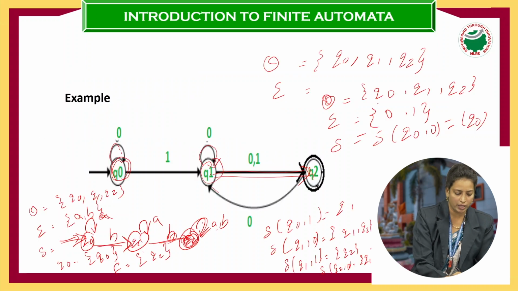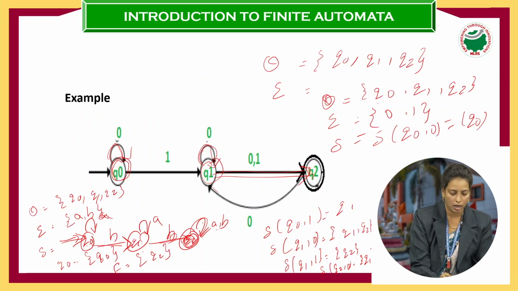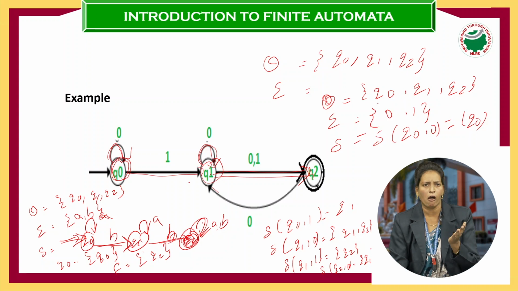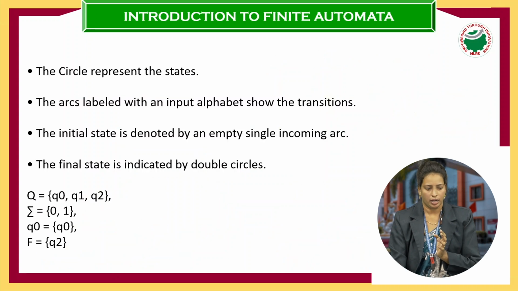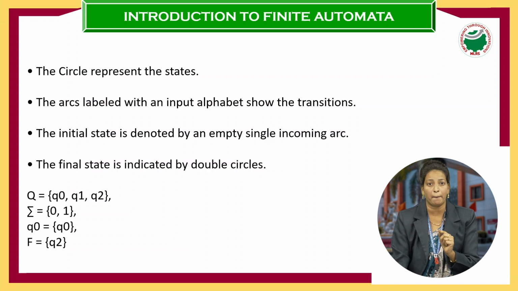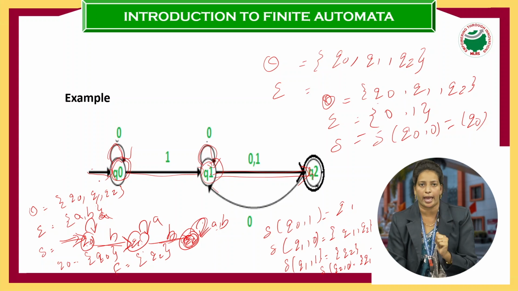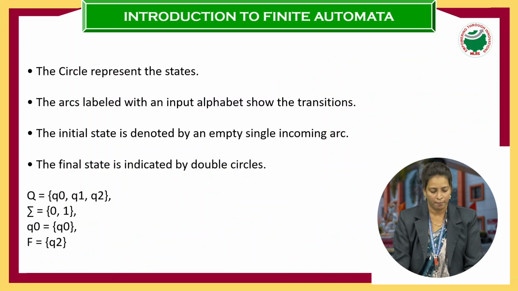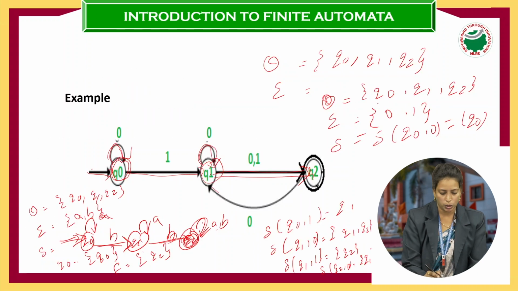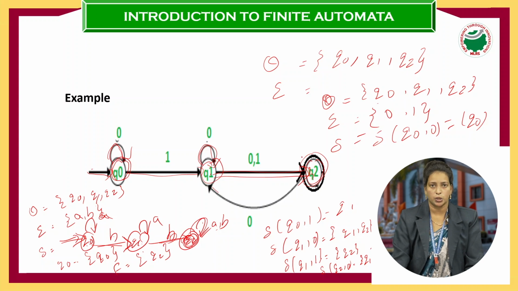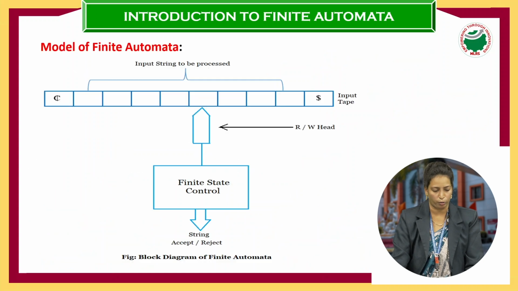That means this label shows the transition function or mapping function. Next, the initial state is denoted by an empty single incoming arrow. So, this single incoming arrow is called the initial state. Next, the final state is indicated by a double circle. So, the final state is represented by a double circle. So, this is the finite automata.